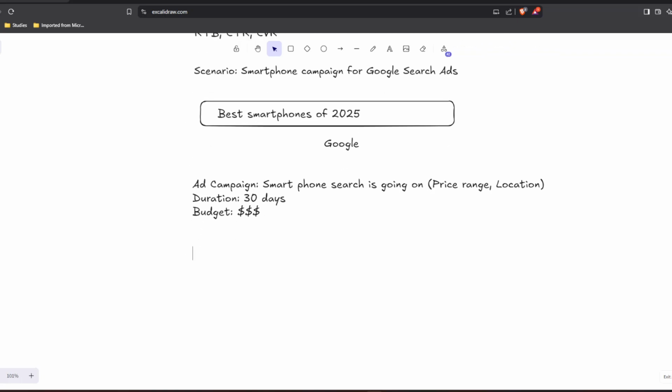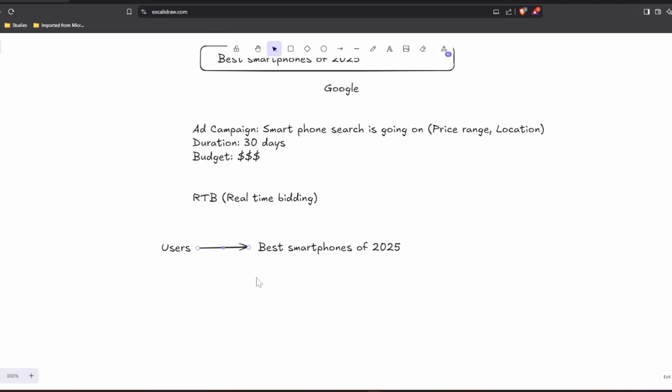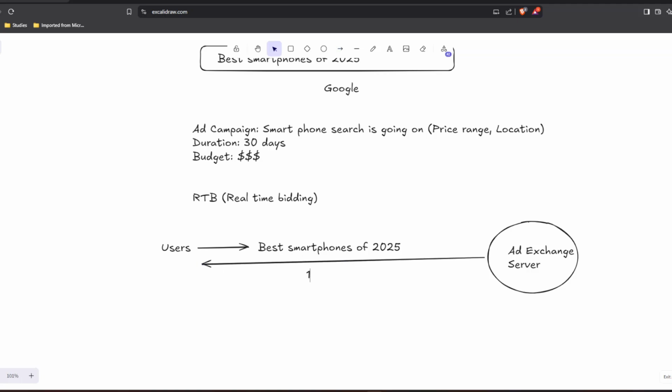So the most important term here is real time bidding, RTB. We need to understand how real time bidding works under the hood. When a user searches for the best smartphone of 2025, Google Ad Exchange runs a real time auction in milliseconds. So suppose this is Google's Ad Exchange server. It determines in a single millisecond which ad, be it Samsung or Apple, we are going to show to the user.